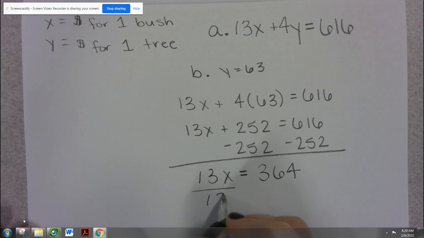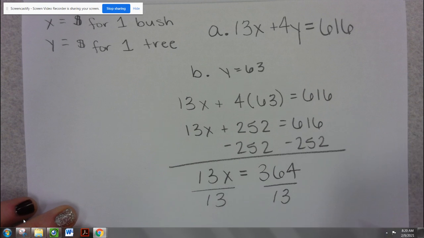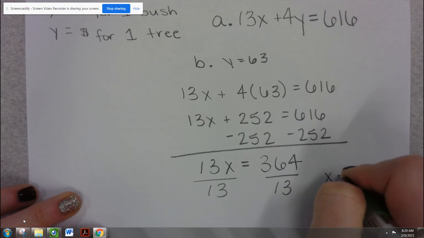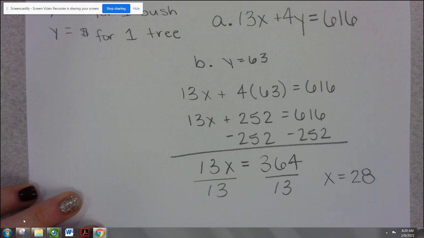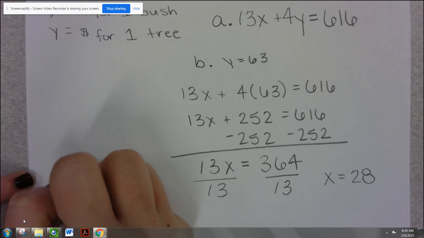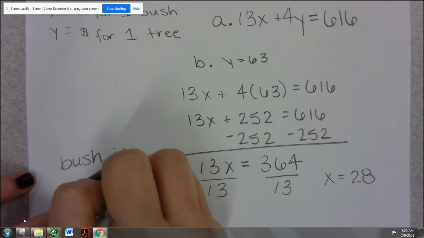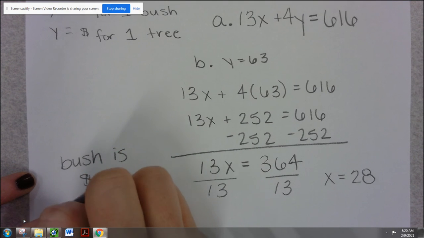And then I'm going to have to divide by 13. And again, if you choose to do long division, that's absolutely fine by me. Ultimately, you should get 28 as your final answer. So a bush is $28.